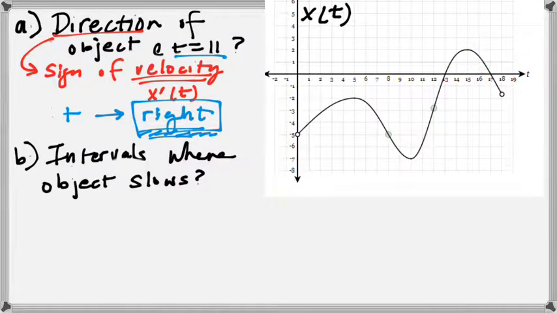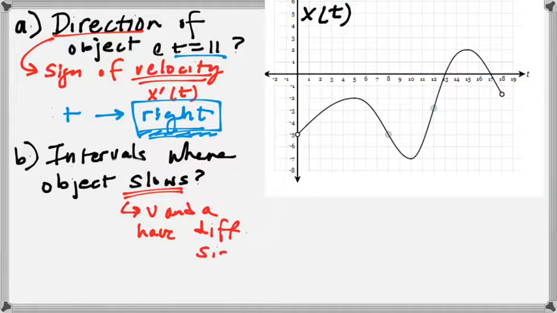Second question. What are the intervals over which the object is slowing down? One thing to know going into this problem, just like how the sign of velocity was direction, in this problem you'll need to know that slowing down means velocity and acceleration have different signs. So they conflict, either positive, negative, or negative, positive for V and A. So we need to find the velocity and the acceleration.